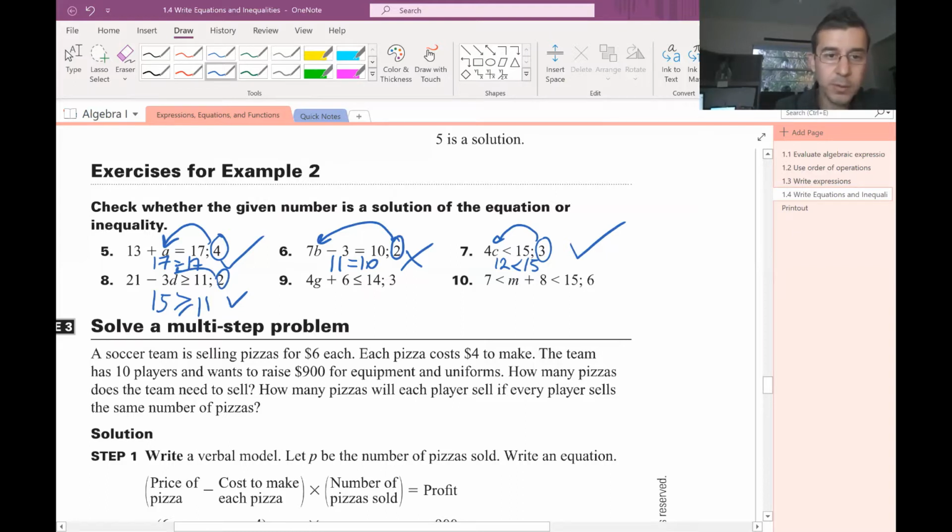3, we're substituting 3 for g. 4 times 3 is 12. 12 plus 6 is 18. 18 is not less than or equal to 14, so this is incorrect. 3 is not a solution to this inequality. We are substituting 6 for m. So we end up with 6 plus 8 is 14. Is 14 greater than 7? Yes. And 14 is less than 15. So yes, this is correct. Okay, that was 10.